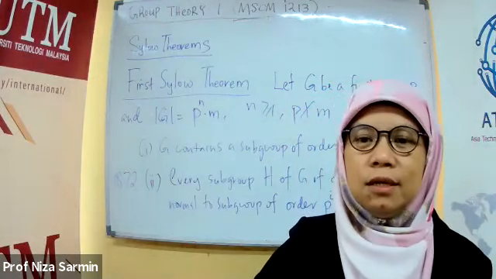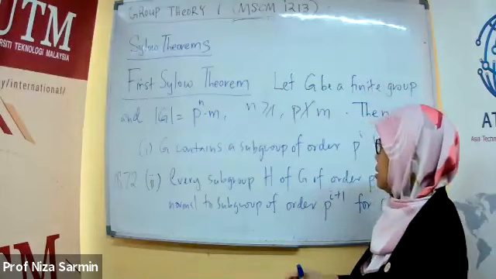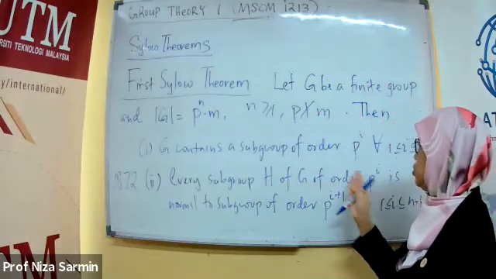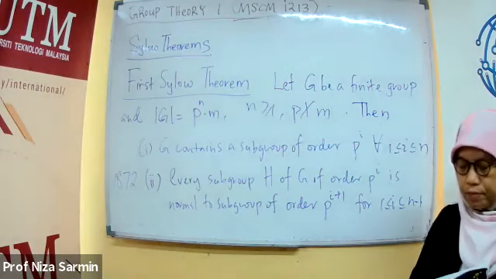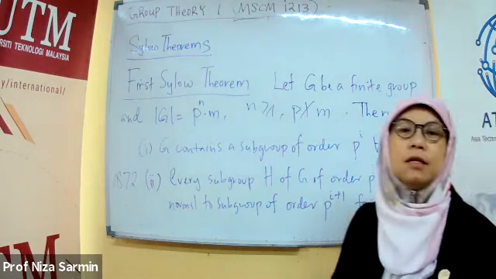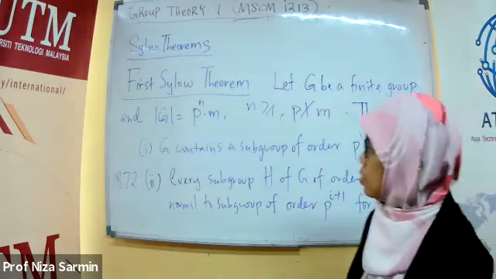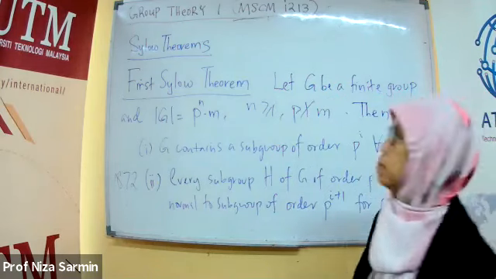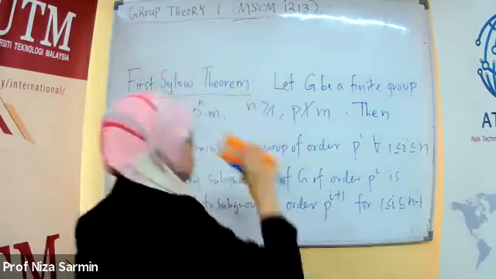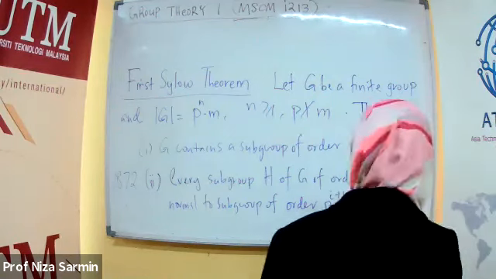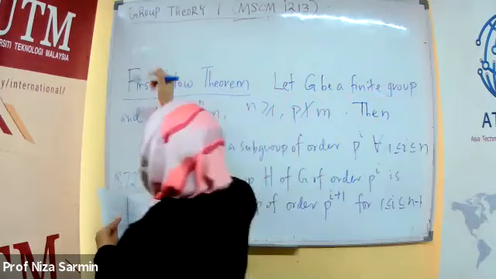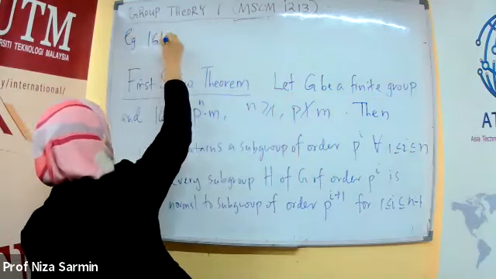Meaning G contains a subgroup of order p^i for all the i. Every subgroup H of G of order p^i is normal in a subgroup of the higher order p^(i+1). For an easy example, look at the next example.